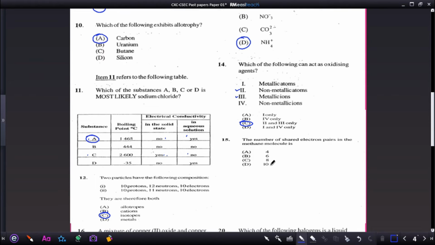Question 15. The number of shared electron pairs in the methane molecule is, so this is the structure of methane. One carbon atom surrounded by 4 hydrogen atoms. And so that's 4. Remember that within each bond, only a maximum and a minimum of 2 electrons can be held there. Right?